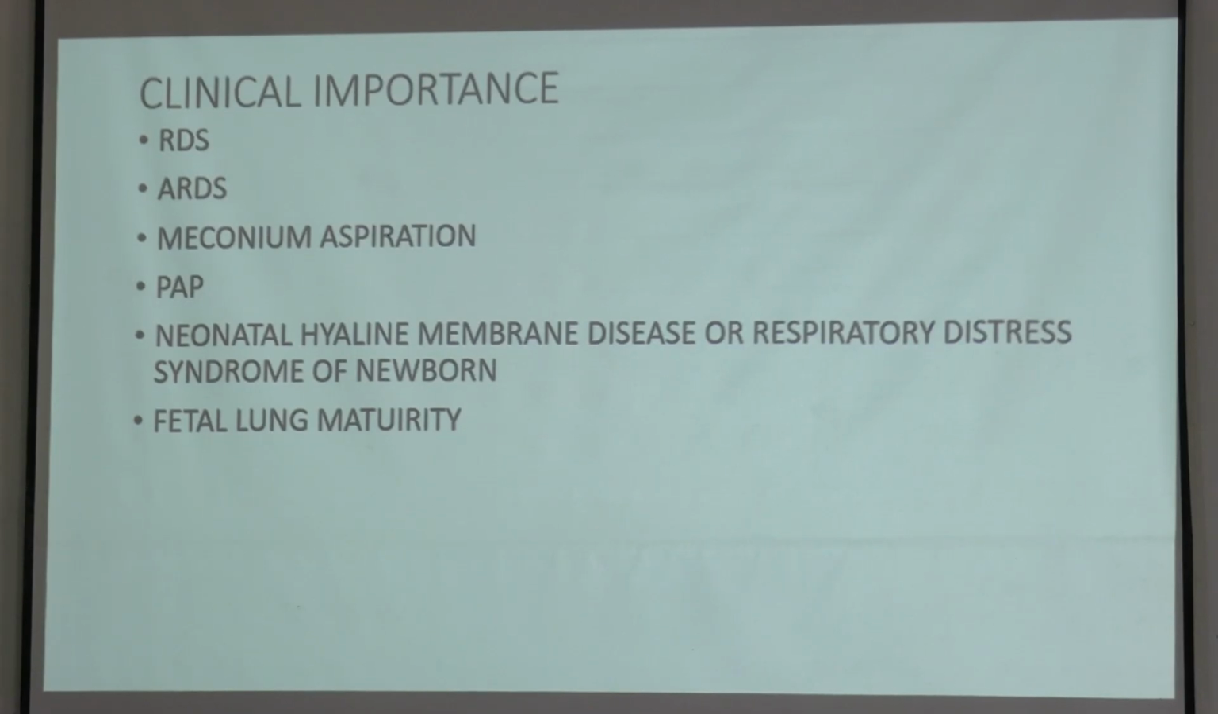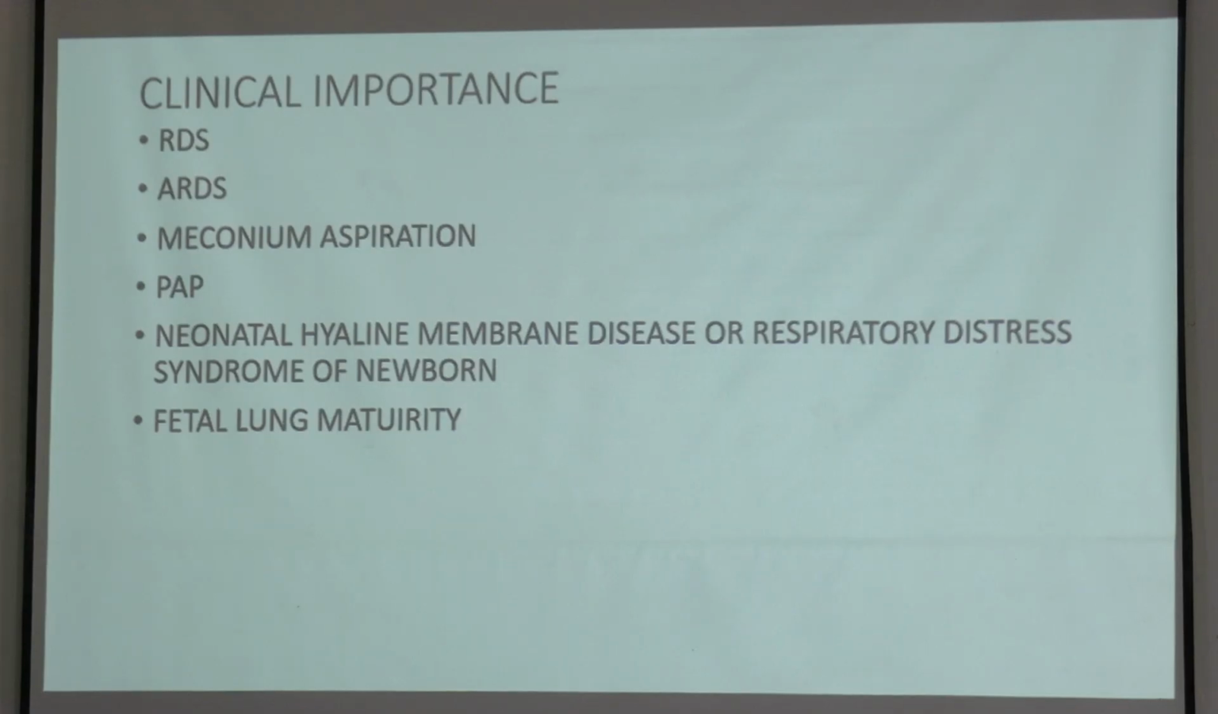Then PAP, pulmonary alveolar proteinosis. Proteinosis means there is protein already present in the alveolus, and there is a surfactant metabolism problem. So protein is present in the alveoli and surfactant metabolism is hampered, causing pulmonary alveolar proteinosis and distress.